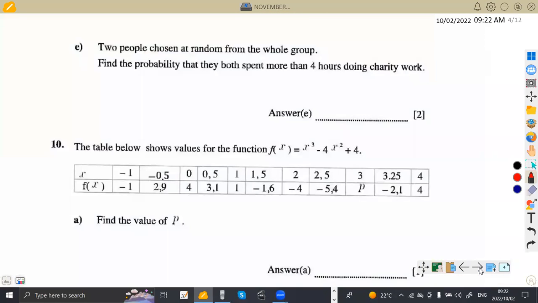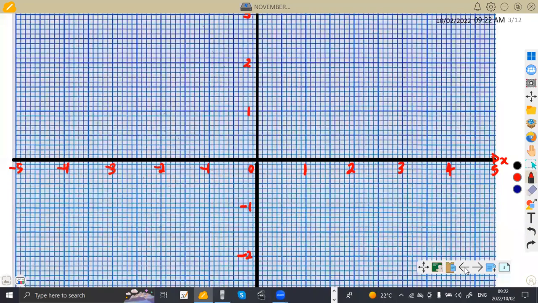Now on the other part, it was actually item E. Two people you choose at random from the whole group. Find the probability that they both spend more than 4 hours doing charity. Take note, we're talking about two students. We're going back to that diagram that way. So this is item E.